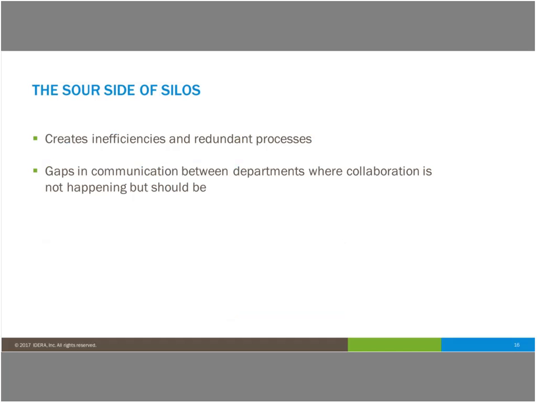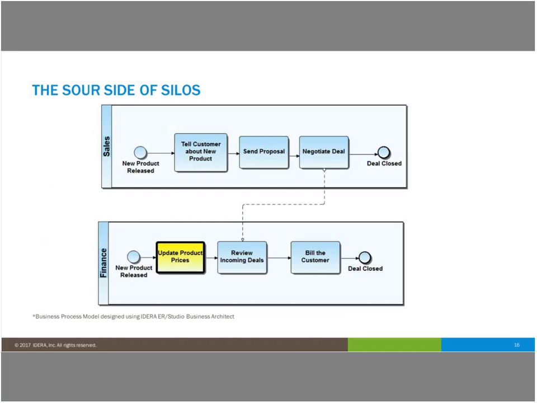Additionally, another sour side of silos is that there can be gaps in the communication between the departments, which is what we were just talking about, where collaboration is not happening, but it should be. Business processes can help you to identify those kinds of gaps. In this example, sales has a process: a new product gets released, and they go out and sell it. But finance may have an additional process where they need to update the product prices when the product is released. If sales doesn't know about that, they could still be out there pitching deals with the old product prices. When finance starts to review and approve the deal, a lot of conflict and back and forth has to happen to go back to the customer and readjust it.